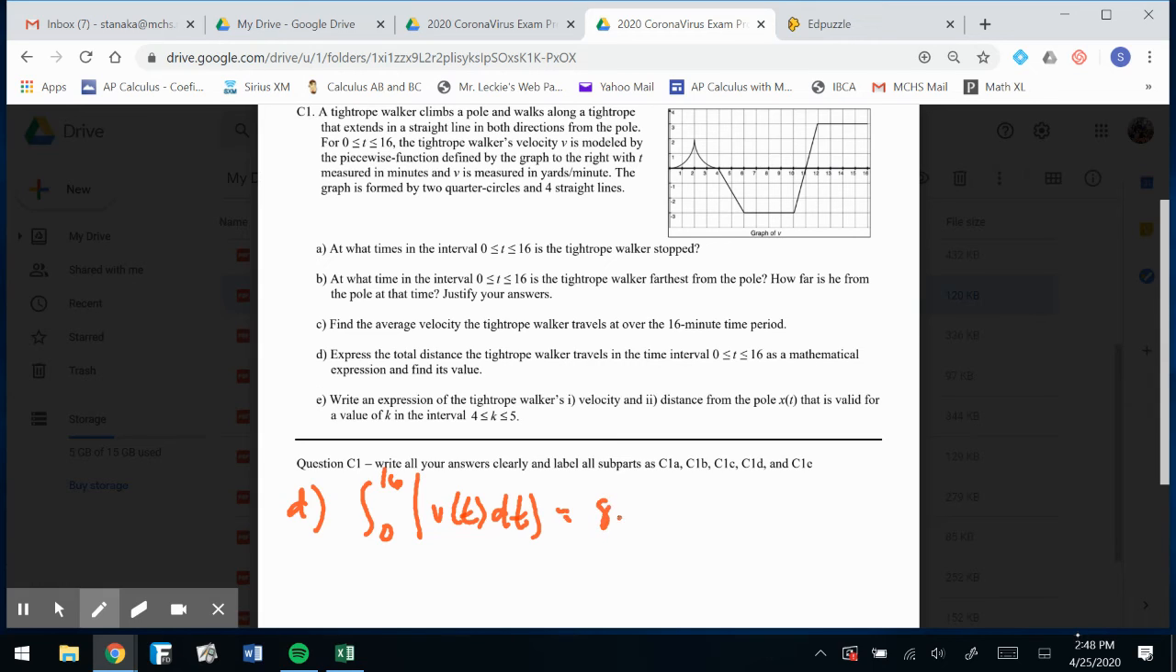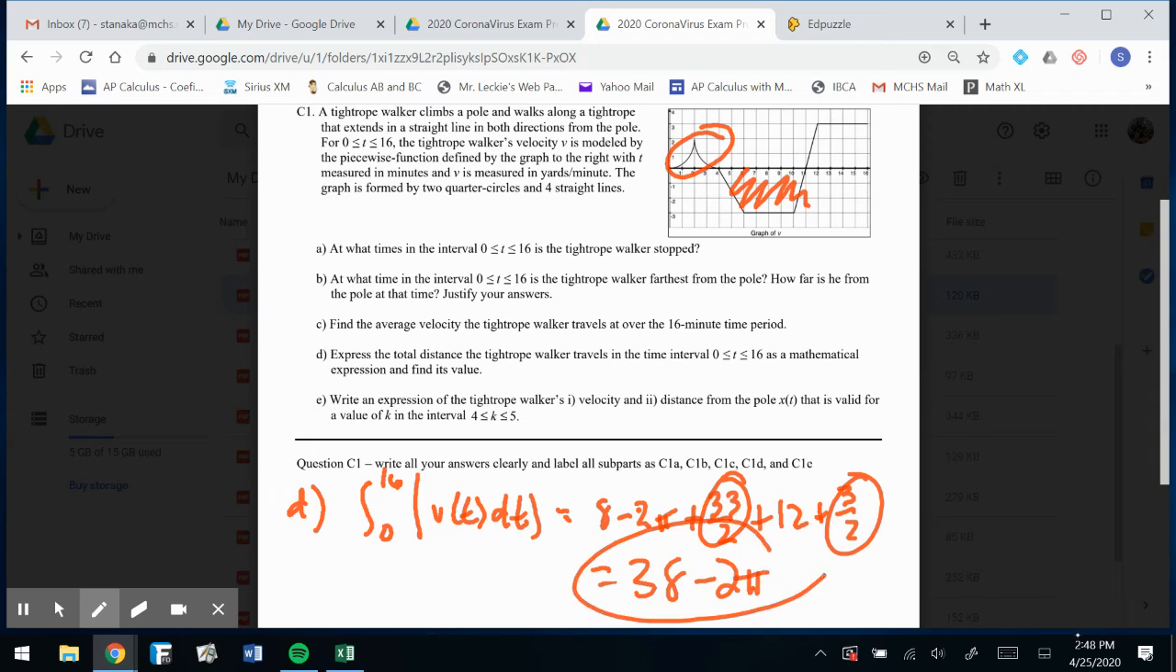So the first one would be 8 minus 2 pi. If you remember, that was positive for that case here. I'm trying to remember, wasn't it negative 33 over 2, but this time I'm going to add my 33 over 2, okay? If I remember that correctly. And then we had a 12 and then we had a 3 halves. So these guys, we could bring 36 over 2, which is 18. So I get 38 minus 2 pi.